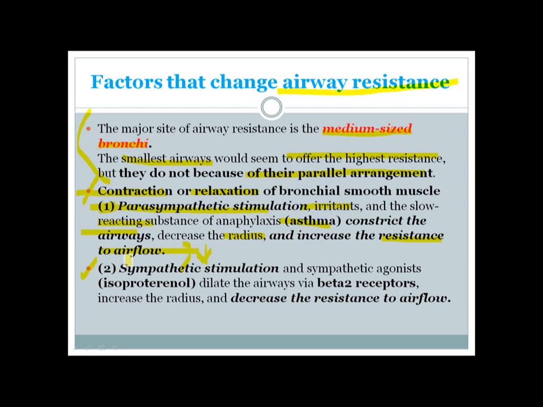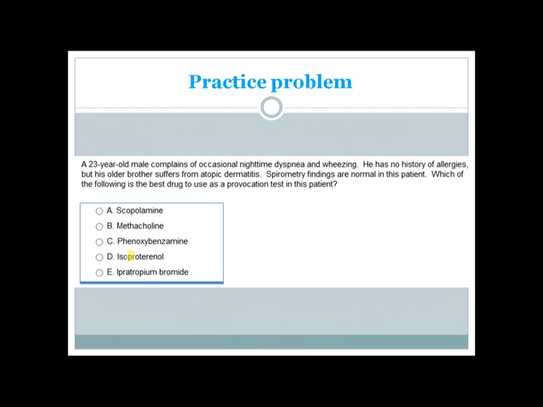And the situations where you can get an increase in radius of the airway are dilatation of the airway, which occurs due to relaxation of the smooth muscle. So sympathetic stimulation and sympathetic agonists like isoproterenol and salbutamol, or albuterol, dilate the airways by acting through beta-2 receptors, which relax the bronchial smooth muscles. So they increase the radius of the bronchus and decrease the resistance to airflow. Ultimately, as the resistance is inversely proportional to airflow, it will lead to an increase in airflow.